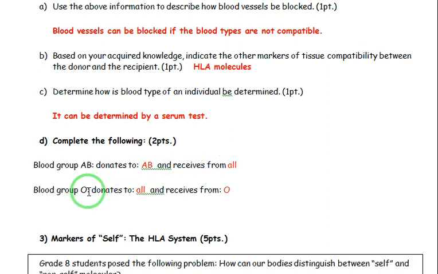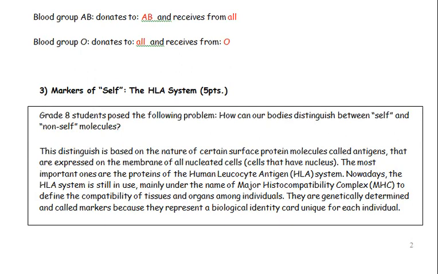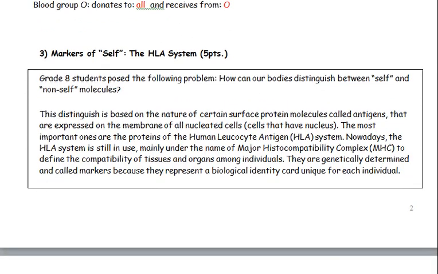Blood group O donates to all other groups and receives only from itself, or from O. So blood group O is known as the universal donor. Number 3. The markers of self, which is the HLA system.